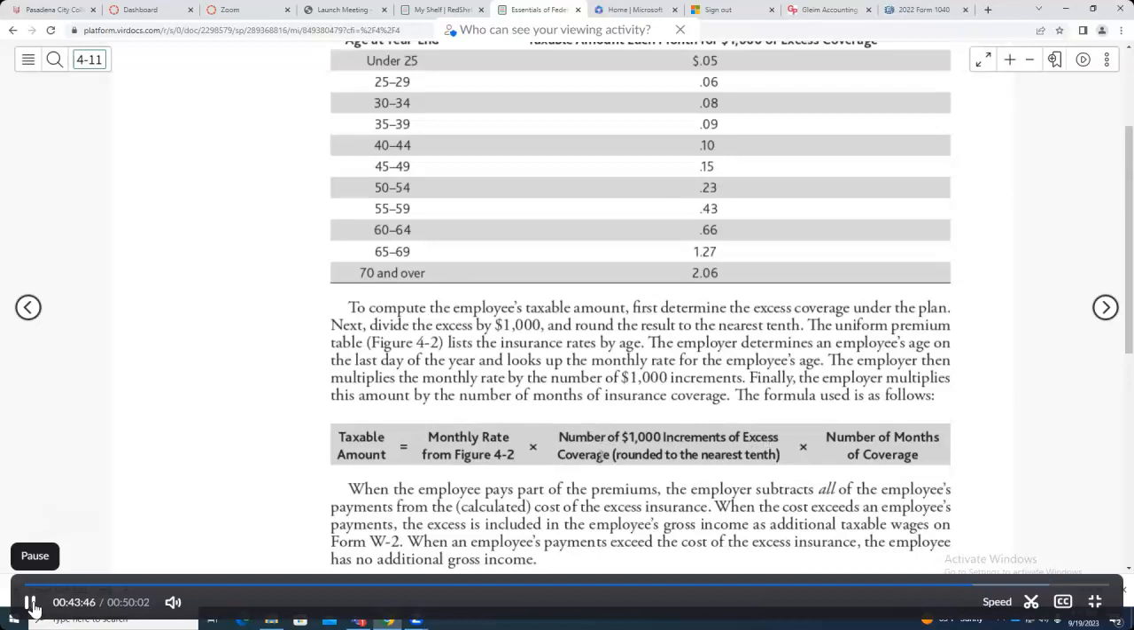Let's say they offer me 75,000. The first 50 is free, but the second 25,000 is 25. The number of 25 times 1,000 is 25, so you put 25 here. The number of months of coverage is 12 months. So 12 months times 25 times the rate.